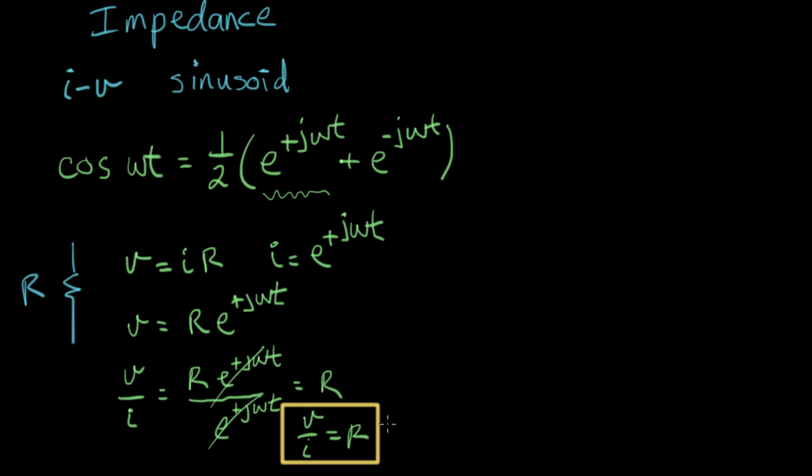This isn't news. We didn't make a discovery here. This is just Ohm's law. And for a resistor, the voltage over the current is always equal to the resistance. All right, this is going to get more interesting now as we go do inductors and capacitors.